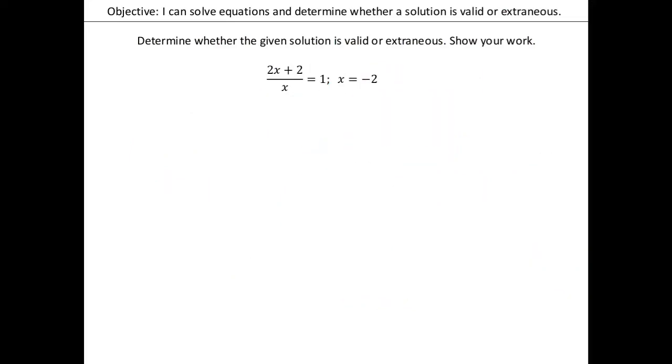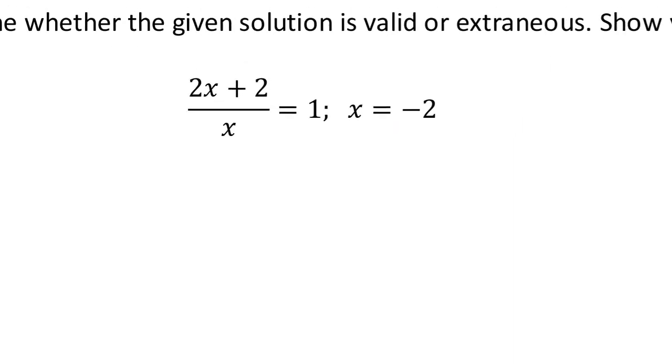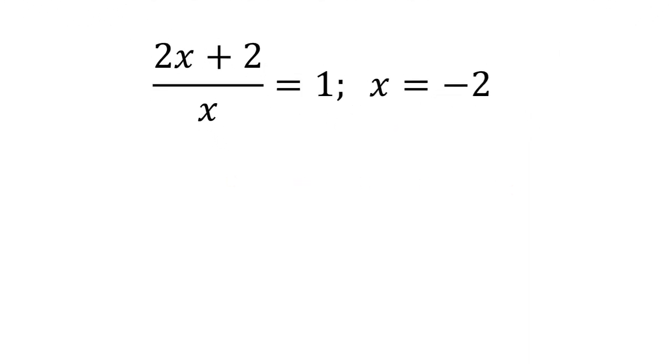Okay, the next one is going to be the rational equation. So I'll do the first one with you guys, and then you can do the last one. This one, go ahead and copy. We have 2x plus 2 over x equals 1. And then you get x equals negative 2. Shh. Quiet, please. Okay, so here my given solution is negative 2.